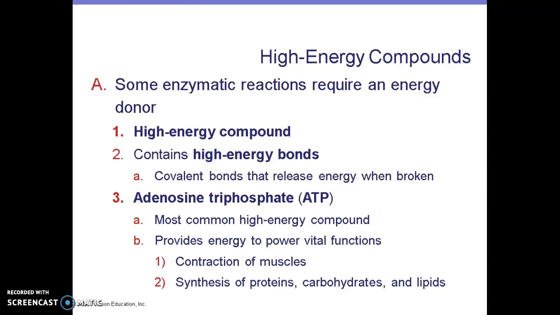In the body, we have some high energy compounds. They're called high energy because they contain a high energy bond, and when that bond is broken, the energy is released. So the main one is adenosine triphosphate, ATP. So how many phosphates do you think are in that? Right, 3. And that's the most common one, and it provides energy for absolutely everything that's taking place in the body. Contraction of muscles, building of carbohydrates, lipids, and proteins. ATP is required.